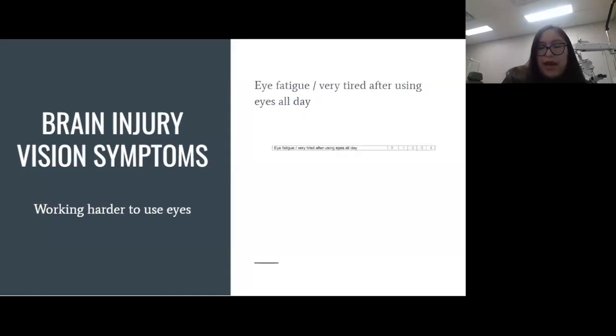You could have eye fatigue or very tired eyes after using your eyes all day. This typically means that you're working harder to use your eyes, and either it means you're undercorrected, meaning that your prescription is out of date, or you're supposed to wear reading glasses, but you're not. Or if after all these things are fixed and you're still having issues, it may be that your capacity for tolerance is much lower now.